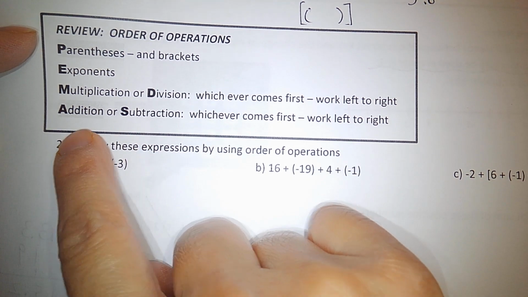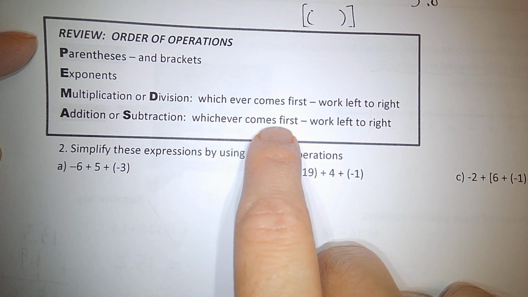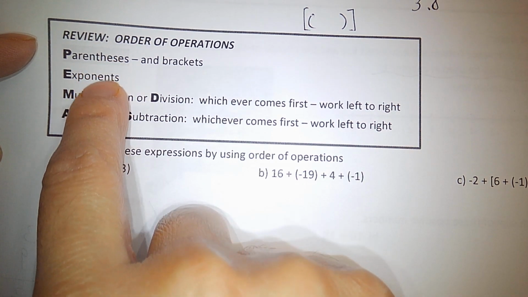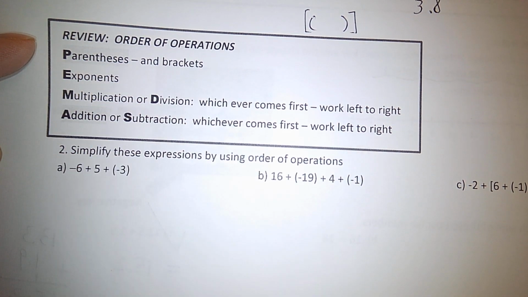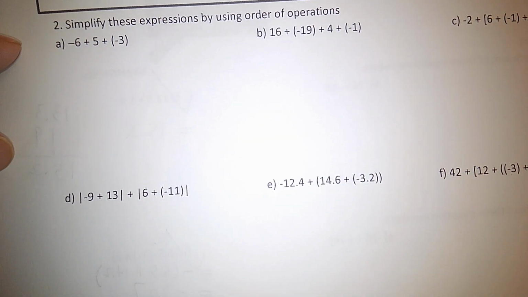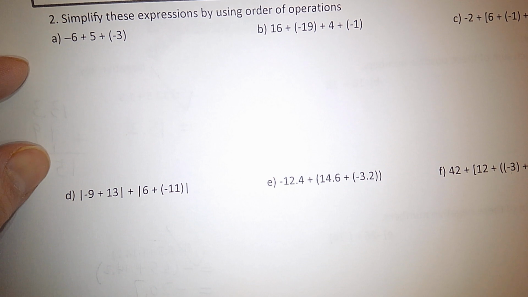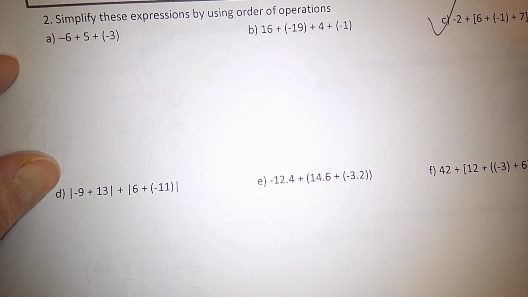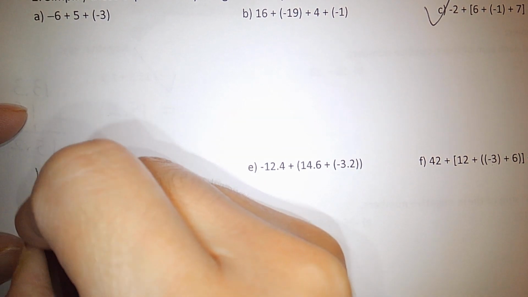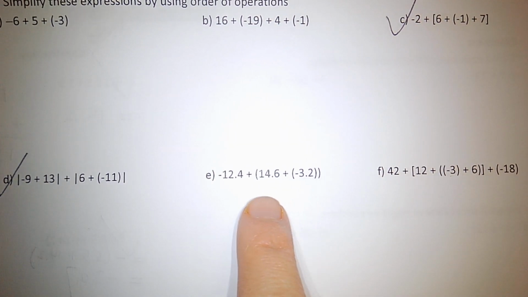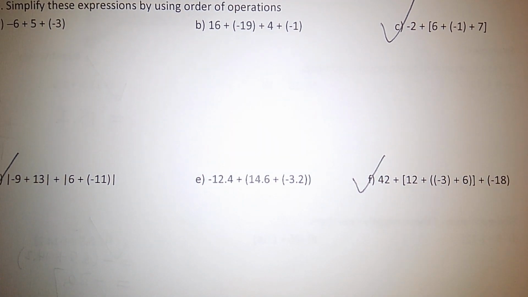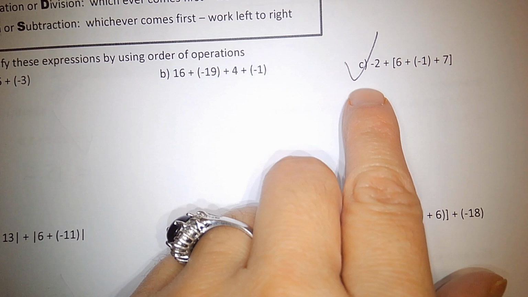If we only have addition and subtraction, we do it from what? From left to right. But we all have to follow this order. So simplify these expressions by using the order of operations. Let's try question C, and also question D, and then I want to try question F. So I pick 3 questions we do together. So question C.